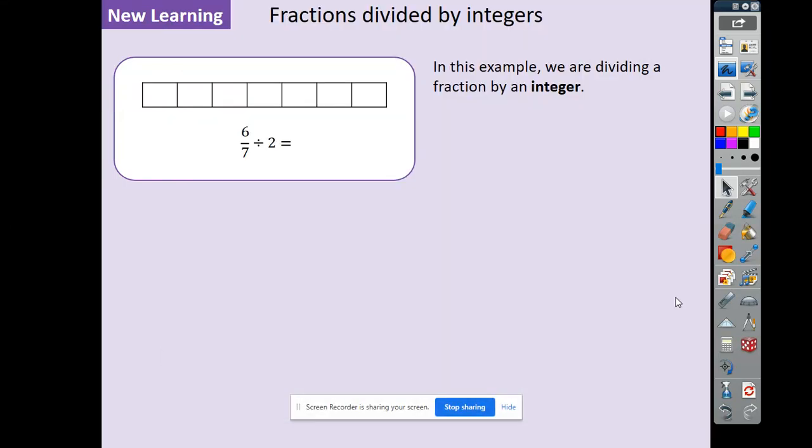Today we're going to have a look at fractions being divided by integers. Now you should remember that integers is another word for a whole number. So we're going to have a look at this here. So 6/7 divided by 2.